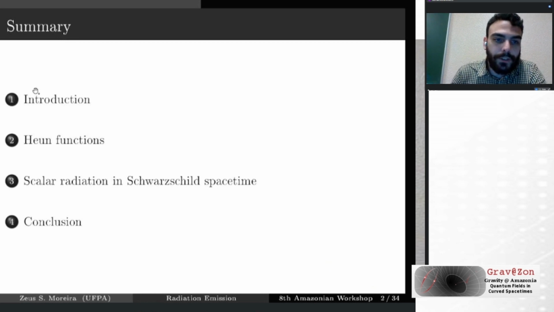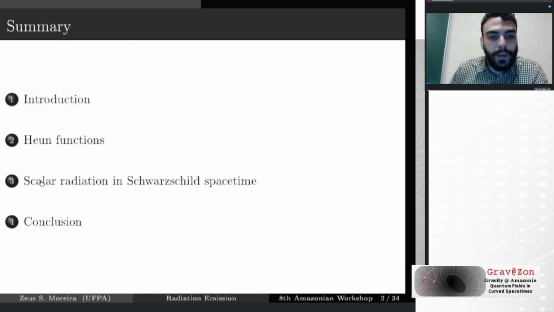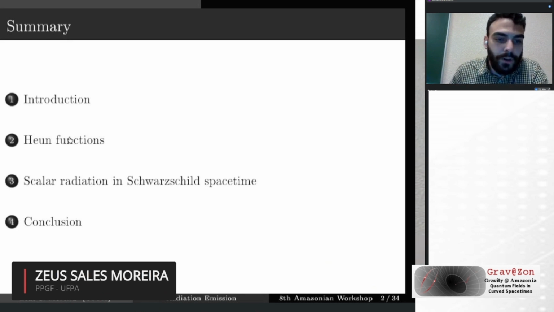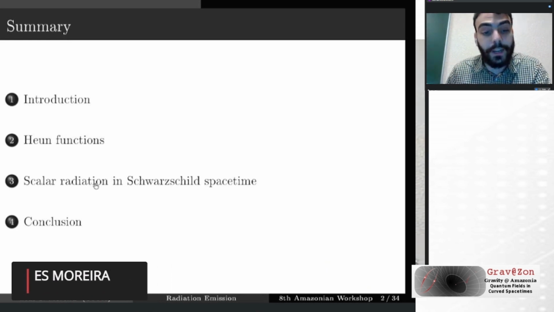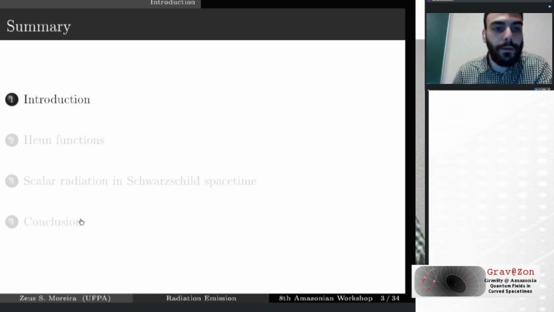I will start with an introduction and motivation of the subject. Then I will make a quick review of Heun functions and the theory of differential equations based on their singularities. Afterwards, in section 3, I will apply all this mathematical machinery that we developed in section 2 to explore the radiation emission, the scalar radiation, in Schwarzschild spacetime. And then I will end up in section 4 with some conclusions. So I think we may start with the introduction.